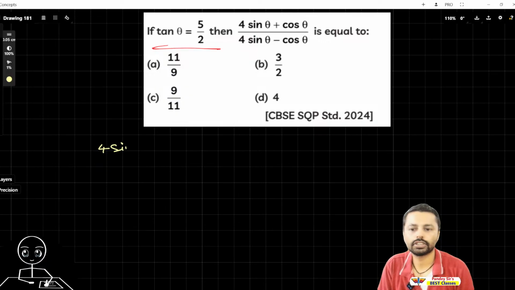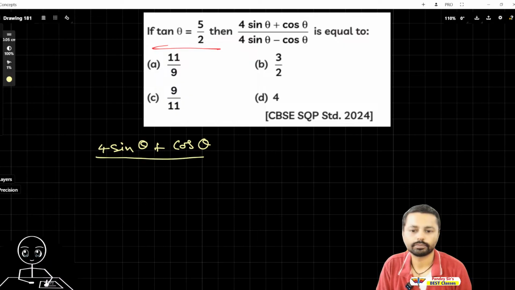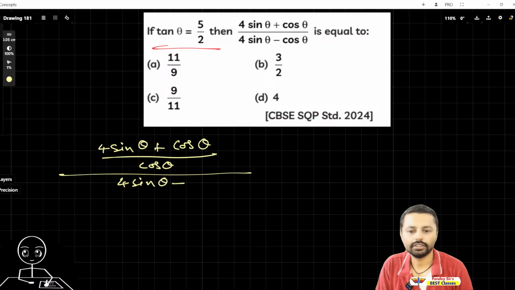So 4 sin theta plus cos theta, this is from the question. Let's simply divide that with cos theta. And down also, 4 sin theta minus cos theta, whole by cos theta.